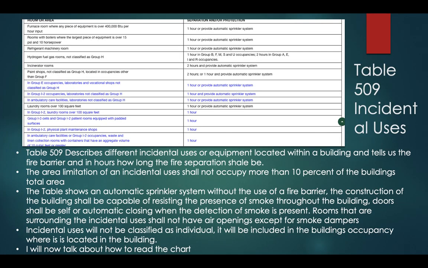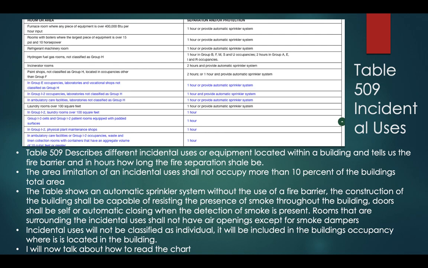So Table 509, incidental uses. Table 509 helps describe different incidental uses or equipment located within a building and tells us the fire barrier and in hours how long the fire separation shall be. The area limitation of an incidental use shall not occupy more than 10% of the building's total area. The table helps show an automatic sprinkler system without the use of a fire barrier, and incidental uses will not be classified as individual. It will be included in the building's occupancy where it is located in the building.